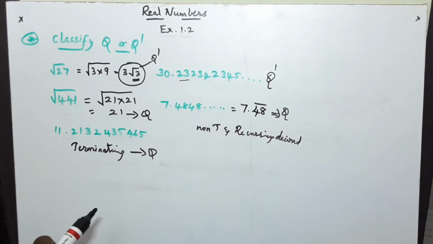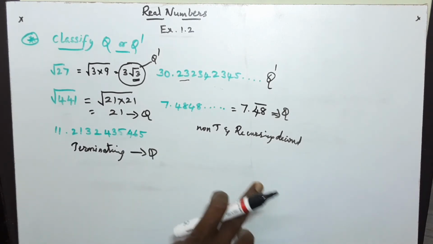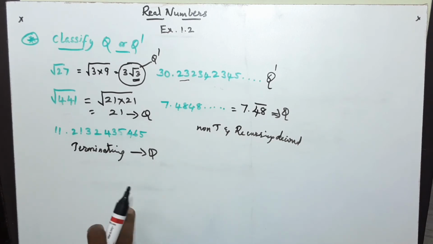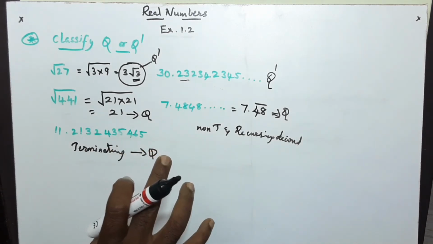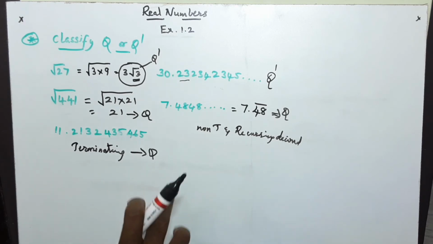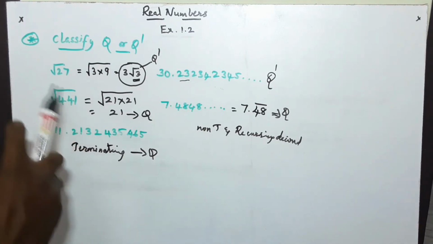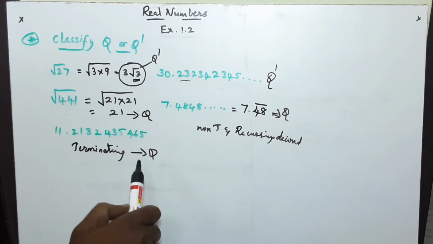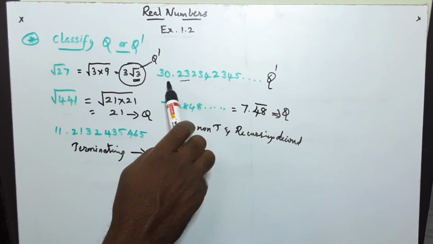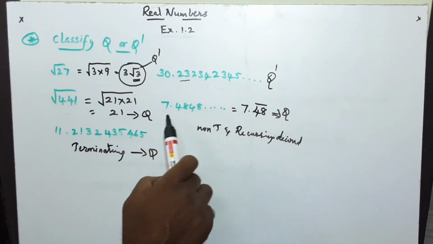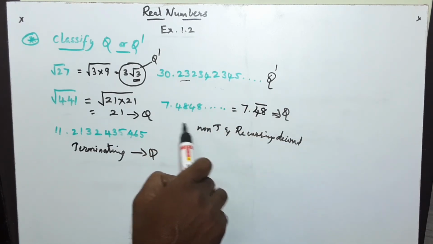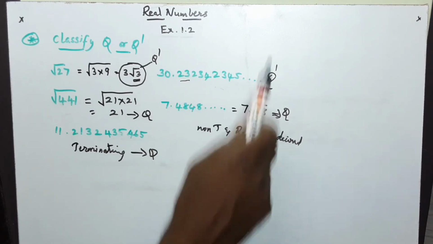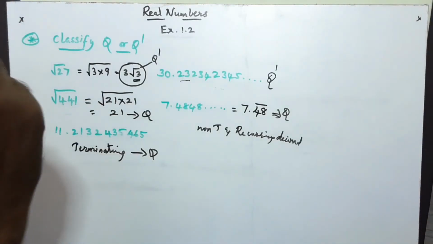So to find out which is a rational and which is an irrational number, we have to see whether it is a terminating decimal, a non-terminating recurring decimal, or a non-terminating non-recurring decimal. Like that, if you classify, we can say which is rational and which is irrational. Therefore root 27 is irrational, root 441 is rational, and this value is a rational number. 30.23 and so on is also an irrational number, and this is a repeating decimal, that's why it is called a recurring decimal, therefore it is a rational number. So this is about the first bit.